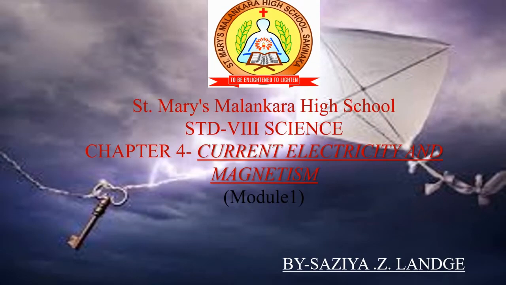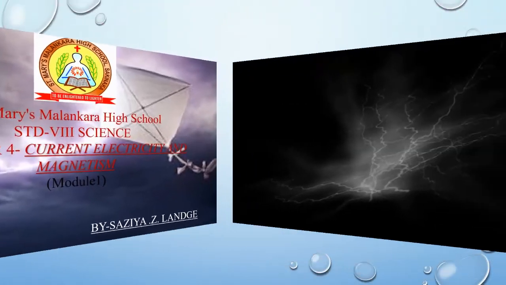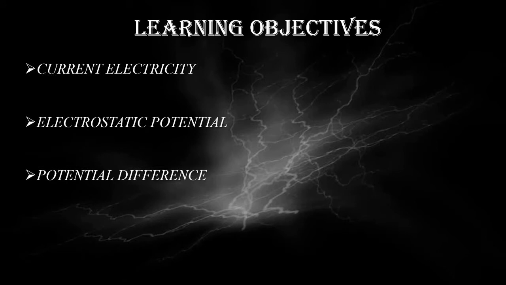Welcome my dear students for Standard 8 Subject Science Chapter 4 Current Electricity and Magnetism Module 1. Before beginning with the lesson, let us see what are learning objectives. In this lesson, you will learn about current, electricity, electrostatic potential and potential difference.